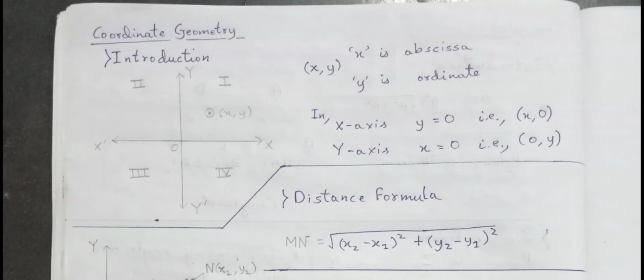A graph has four quadrants, namely first quadrant, second quadrant, third quadrant, fourth quadrant. So let us, for example, take a point (x, y). Here, the point (x, y) is a coordinate. A coordinate has two parts, basically. The first part x is known as abscissa, the second part y is the ordinate.